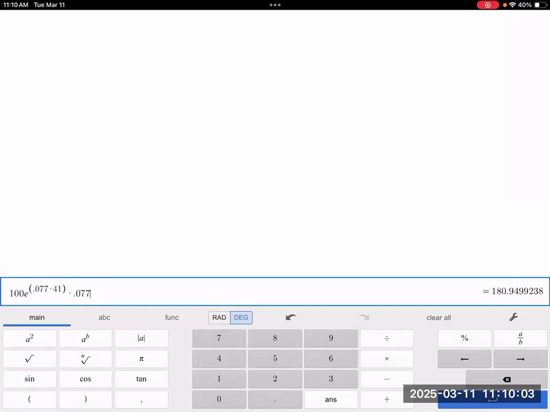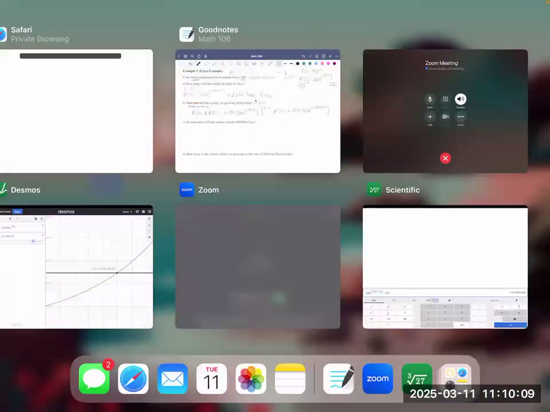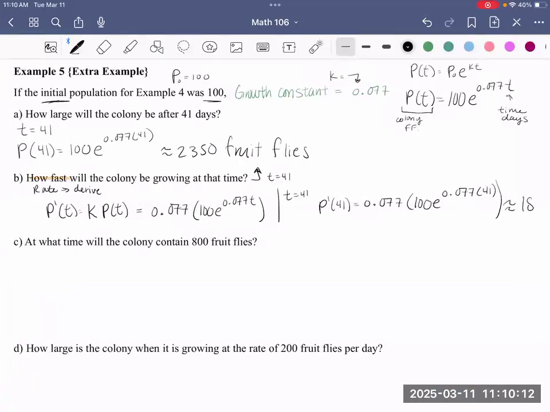So we have, and I'm going to round a little bit, about 181 or so. So what that value means is that given at 41 days, your fruit flies are going to be growing at a rate of 181 fruit flies. So after 41 days, the colony is growing by 181 fruit flies per day.